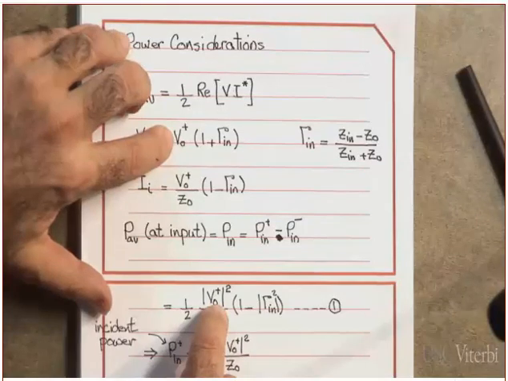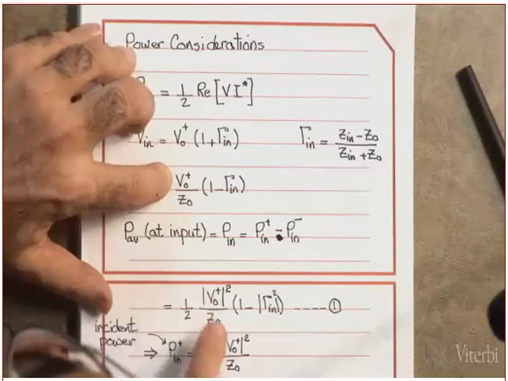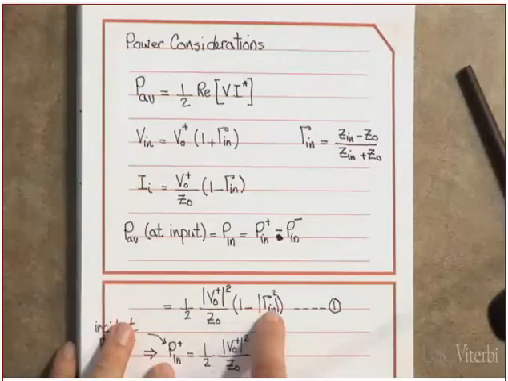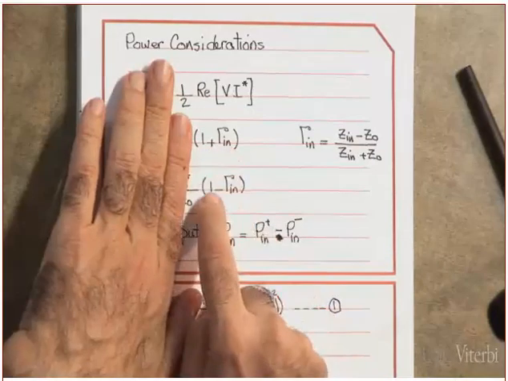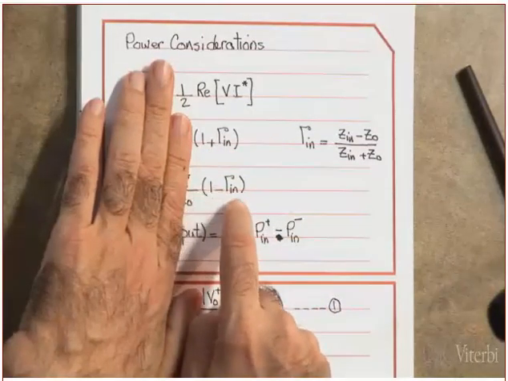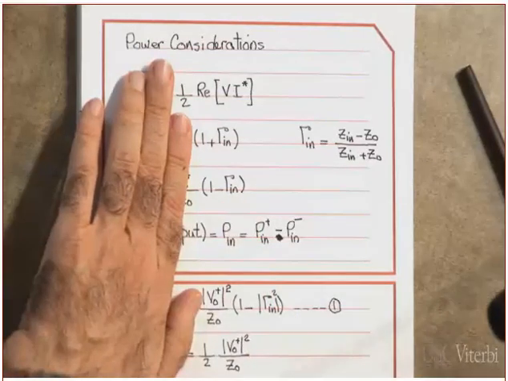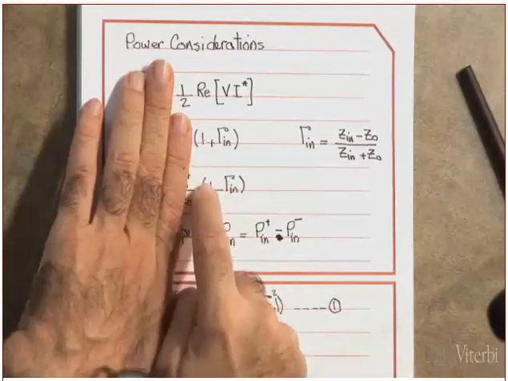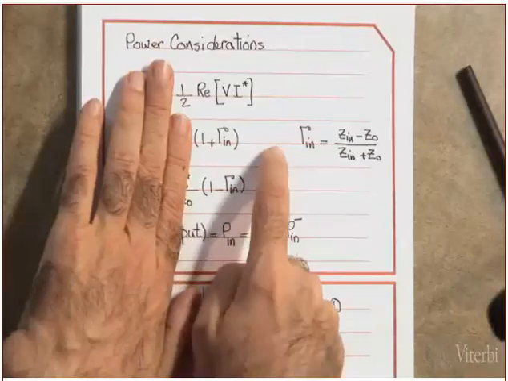If you multiply x by x conjugate, what do you get? The absolute value of x square. Agree? Did you understand this? How about this? Same. Can you tell me where this came from? I am multiplying 1 plus gamma n times what? 1 minus gamma n conjugate, and I'm taking the real value. What is the real value of this? Is 1 minus the absolute value of gamma n square.